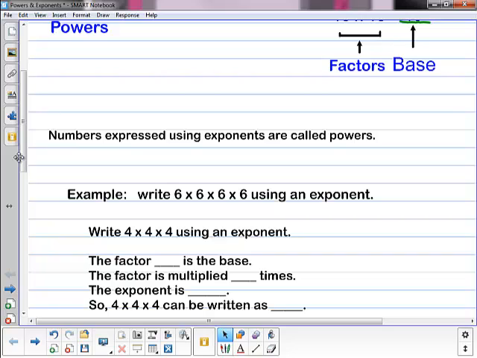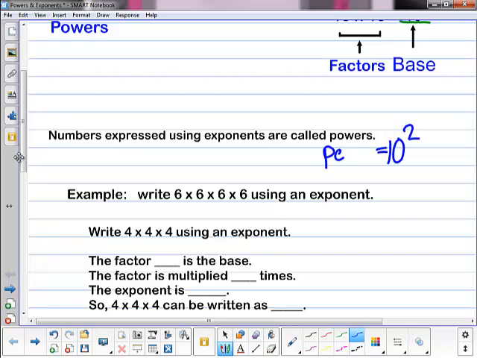So numbers expressed using exponents are called powers. So 10 squared, or 10 to the second power, that is called a power. And when we refer to powers, we are talking about numbers written in exponential form or with an exponent.